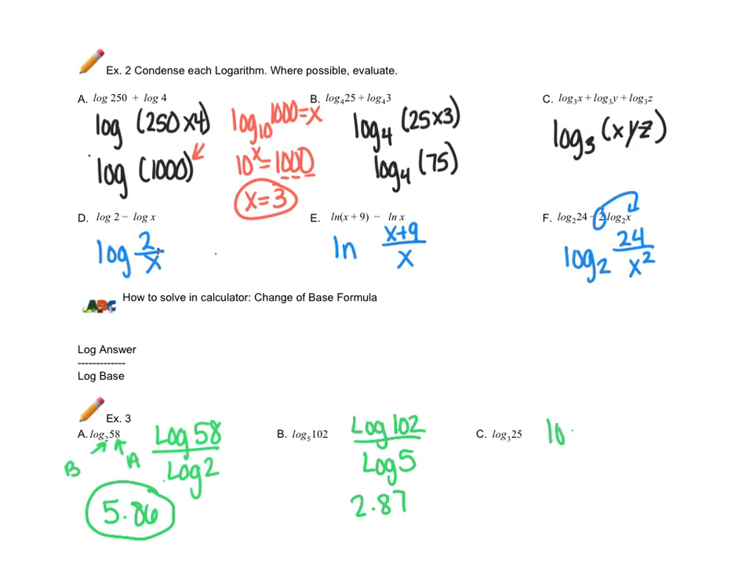So next one, log 25 over log 3. So in my calculator, log 25, close parenthesis, divided by log 3, close parenthesis, equals, and I get 0.93. All right, well, that's our lesson.